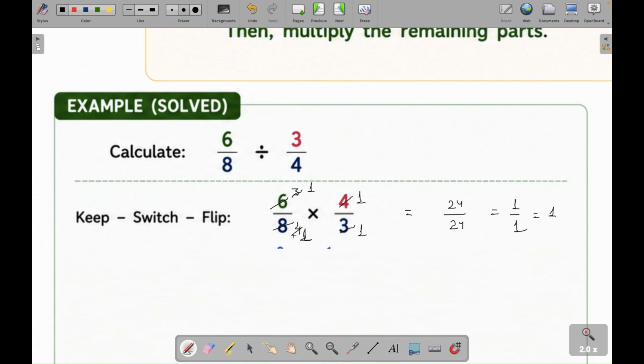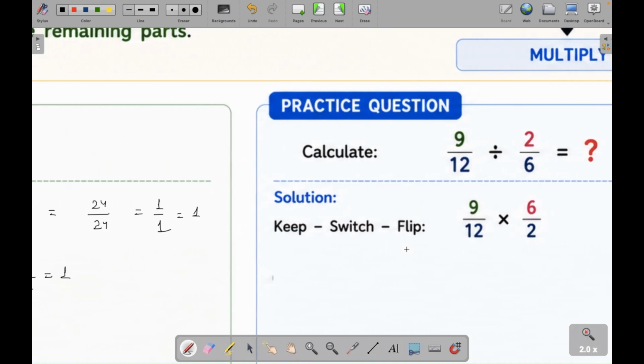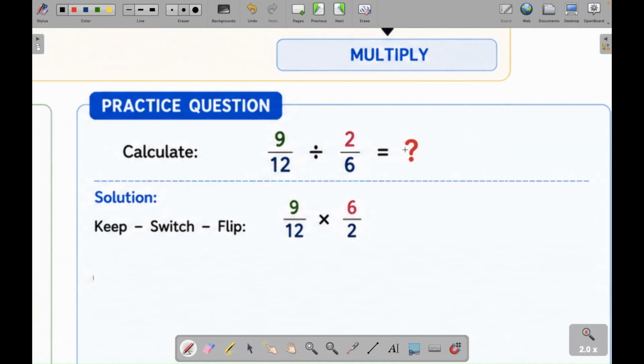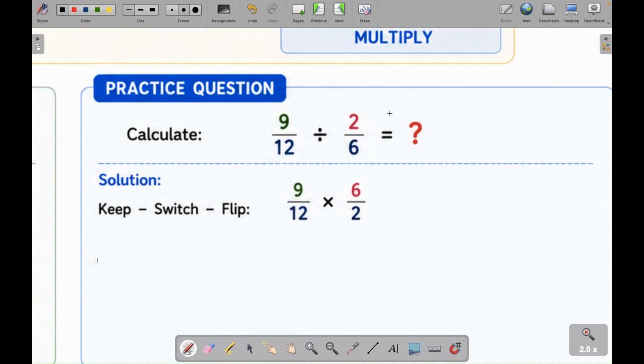So the answer changes to 1 by 1 multiplied by 1 by 1. So we multiply the numerators and we multiply the denominators. 1 times 1 is 1 and 1 times 1 is 1. So this becomes 1 by 1. So 1 is the answer. Right, let us look at another example: 9 by 12 divided by 2 by 6. Again we apply the keep, switch and flip rule. So 9 by 12 multiplied by 6 by 2.